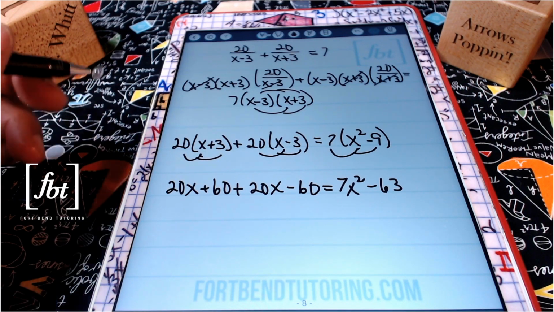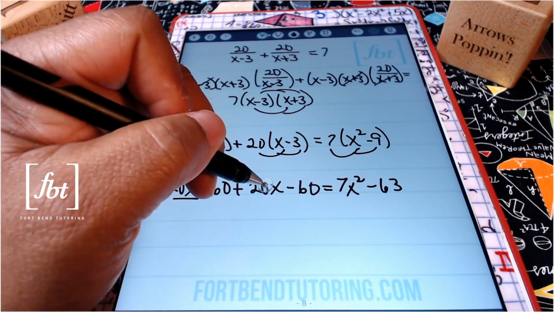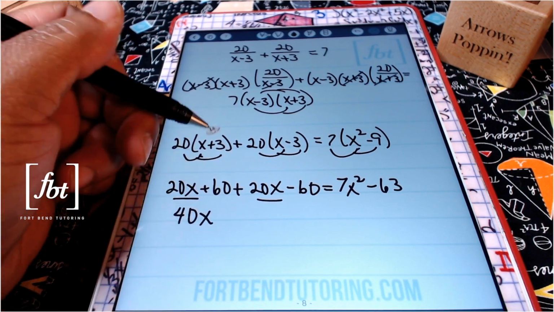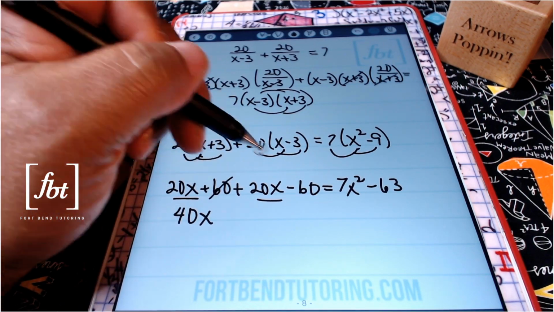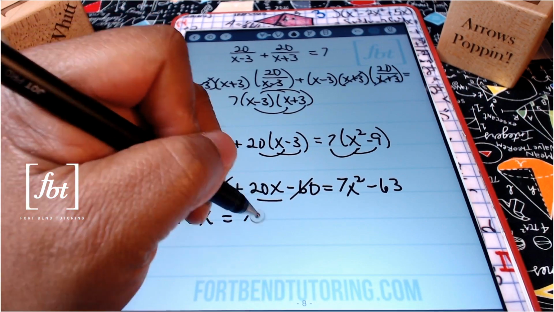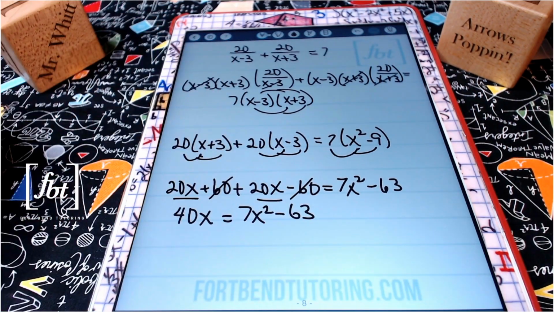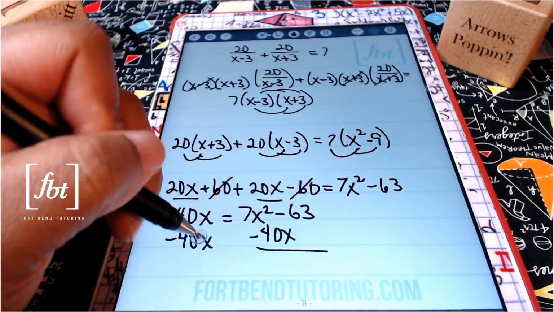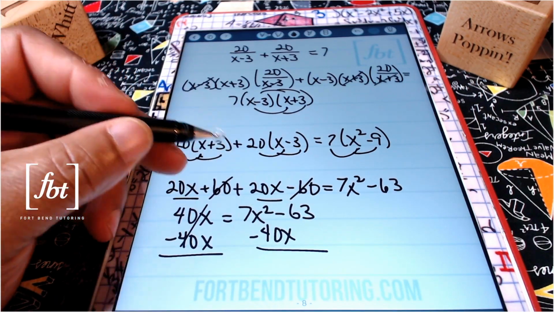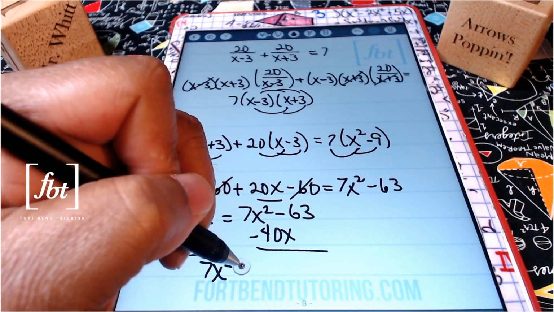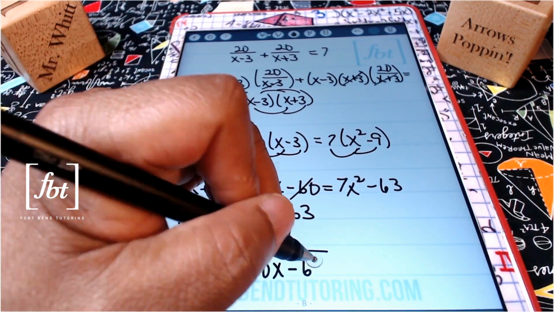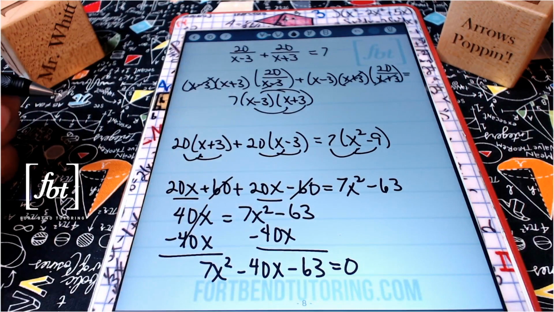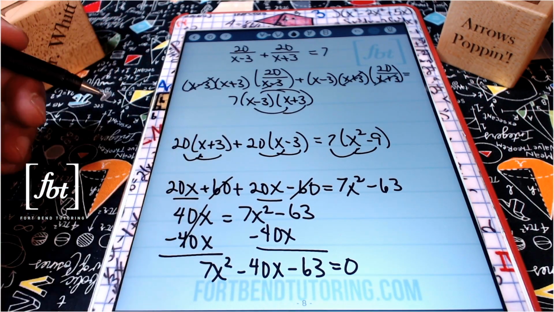Let's go ahead and combine our like terms. 20x plus 20x gives you 40x. The 60s are additive inverses, so they're going to cancel out, and this equals 7x squared minus 63. The next thing I'll want to do is put this equation in standard form, so I'll be subtracting 40x to both sides of the equation. Our 40x's will cancel out here, so I'll end up with 7x squared minus 40x minus 63 equals 0, and this is our equation in standard form and without any rational expressions, aka fractions, in it.